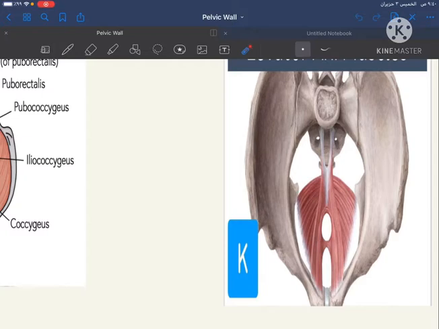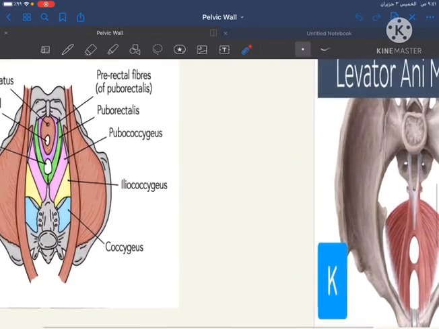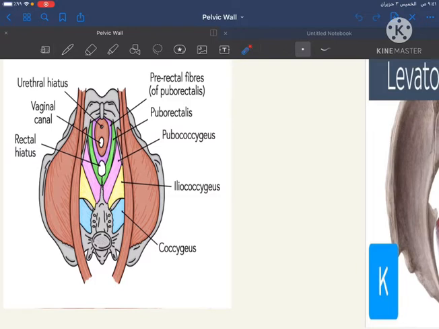The first fiber is called the anterior fiber, then the intermediate fiber, and the last fiber is called the posterior fiber or iliococcygeus fiber. So look at this figure. The anterior fiber arises from the body of the pubis and inserts into the perineal body. What is the meaning of perineal body? The perineal body is a collection of fibrous tissue located anterior to the rectum. This is the opening of the rectum, so it's located anterior to the rectum, and it has the insertions of the anterior fibers of the levator ani muscle.